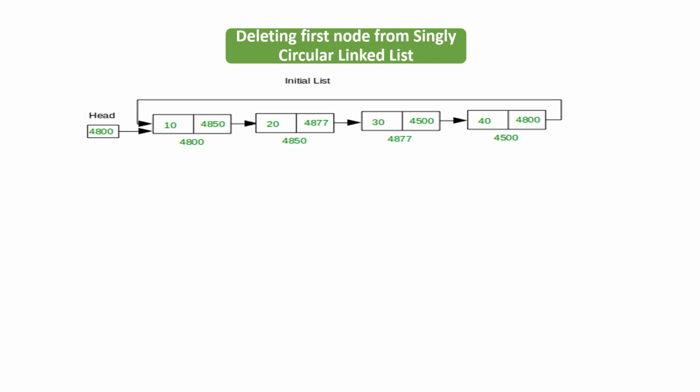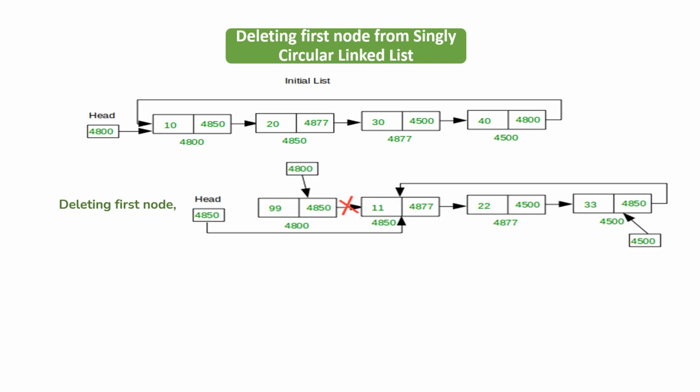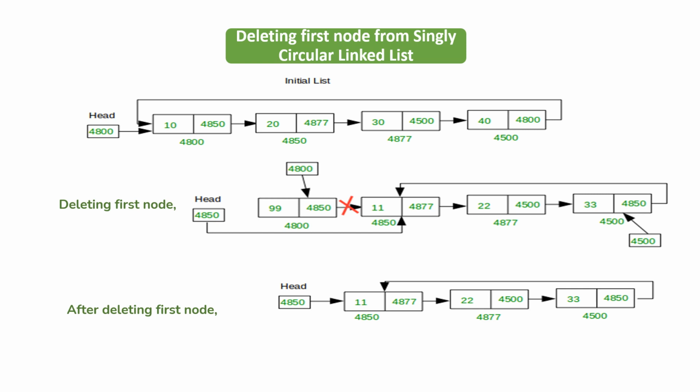And then we can move to the deletion part, deleting the first node from the singly circular linked list. If we delete the first node, the list will be changed like this, and after deleting the first node, the linked list will be changed like this.